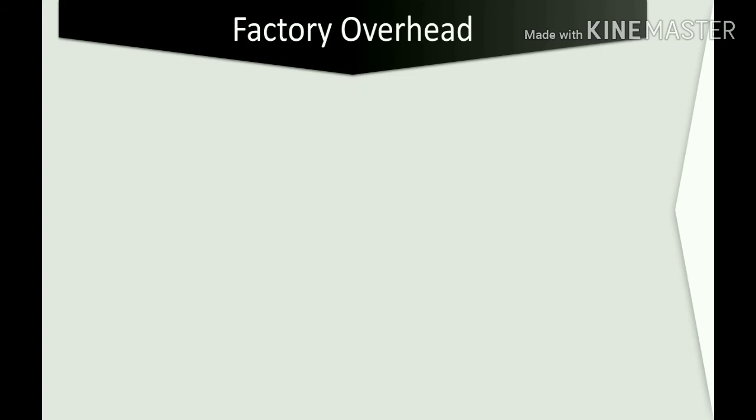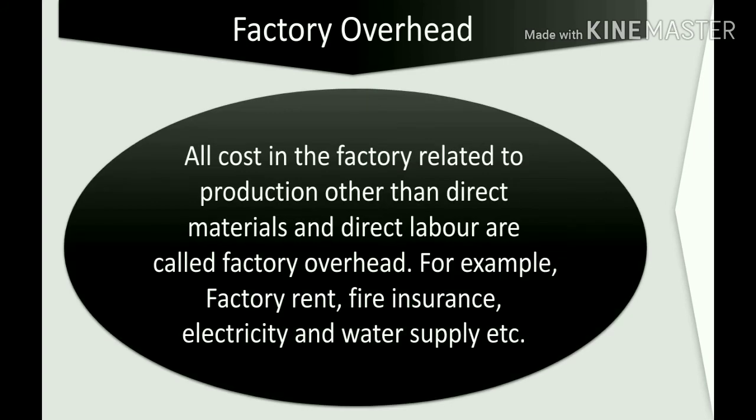Let's see factory overhead. All costs in the factory related to production other than direct materials and direct labor are called factory overhead. For example, factory rent, fire insurance, electricity, and water supply, etc.